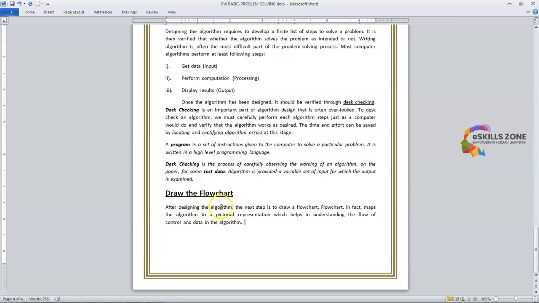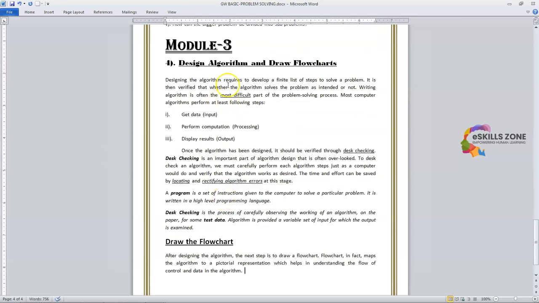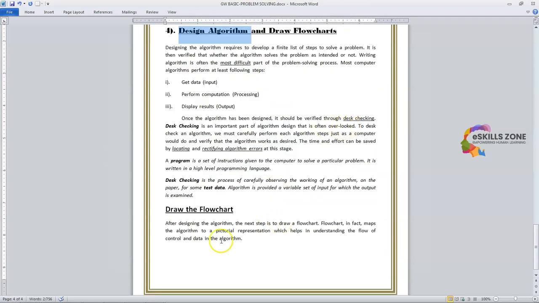So first, designing the algorithm is the first phase. After that, the flowcharts are drawn. It should be kept in mind that a flowchart is always drawn right after designing the algorithm. So after designing the algorithm, we need to draw a flowchart. Certain symbols are used because it is a pictorial, or graphical, representation, which helps in understanding the flow of control and data in the algorithm.